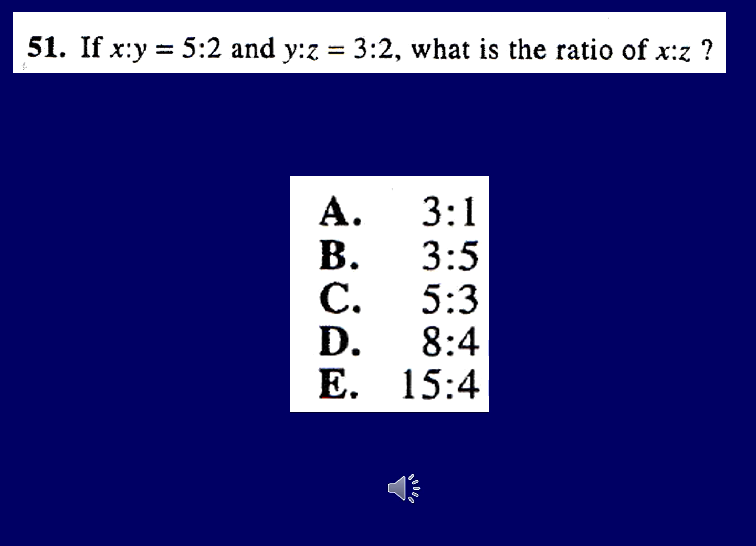So here we have, if the ratio of x to y is 5 to 2 and the ratio of y to z is 3 to 2, what is the ratio of x to z? Our choices are 3 to 1, 3 to 5, 5 to 3, 8 to 4, or 15 to 4.